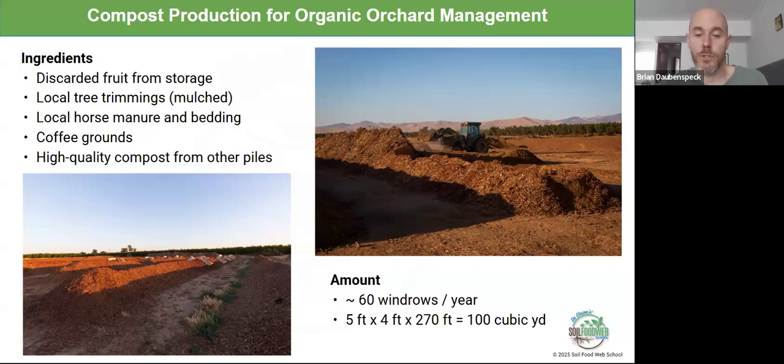And we did about 60 of these windrows a year. Each of those windrows was about 75 tons, about 100 cubic yards. And that allowed us to put about 15 tons per acre per year. Good. I'll let Nick take over.